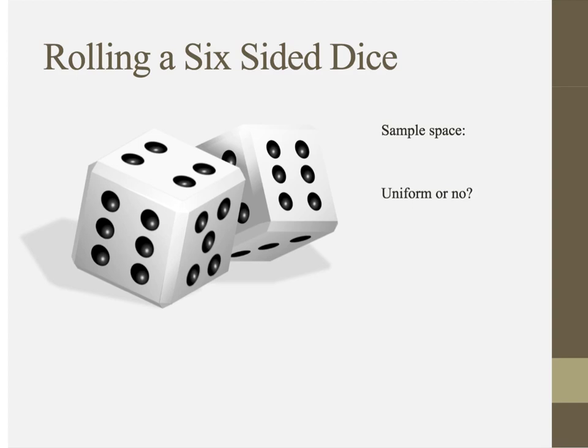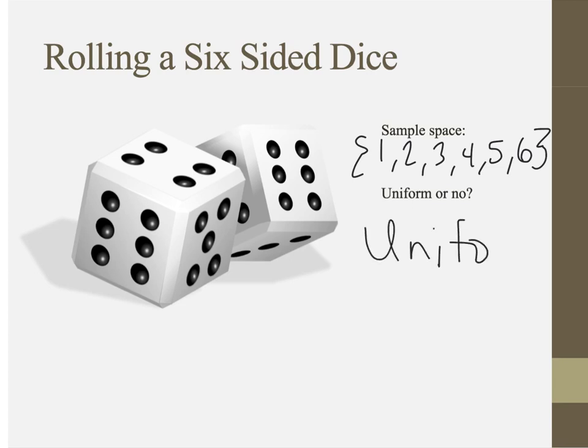All right, rolling a six-sided die. Already been talking about this a little bit, so it should be pretty straightforward. Our sample space would be all of our numbers: 1, 2, 3, 4, 5, and 6. Cool. Uniform or no? Again, assuming it's a normally weighted die. Uniform. Lovely. Let's keep moving.